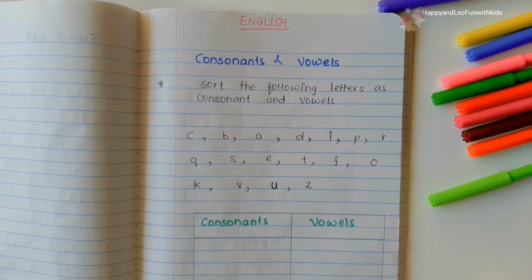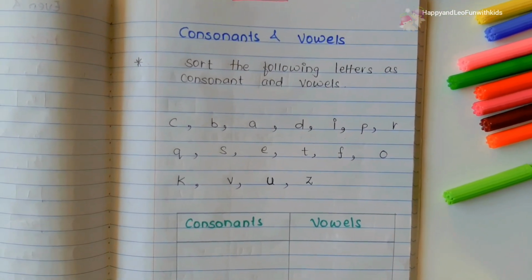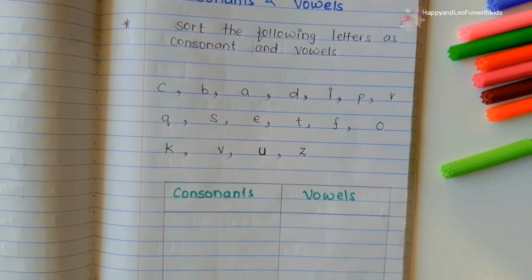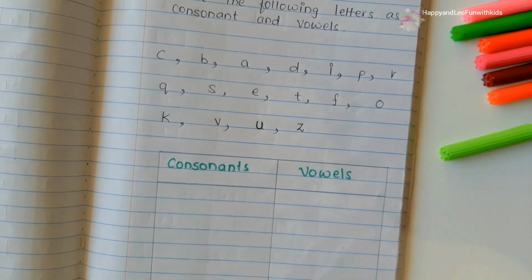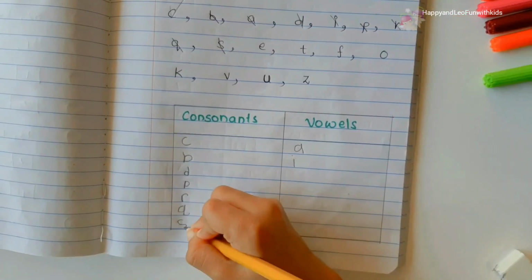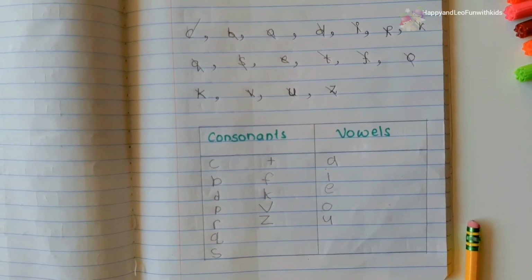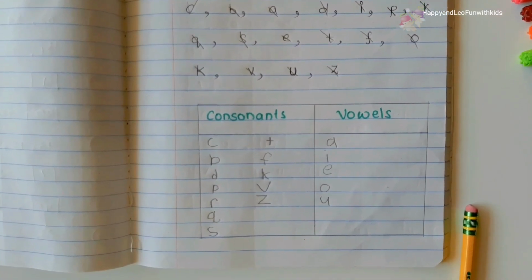Sort the following letters as consonants and vowels. So you have to read the letter and group it into consonant and vowel. No vowels coming. So can you read the vowels again? A, E, I, O, U. Right. So all vowels are covered.